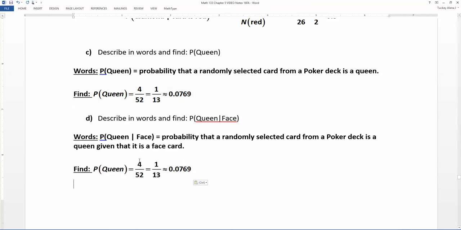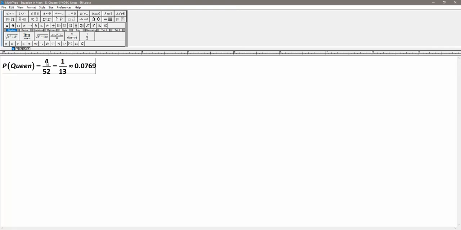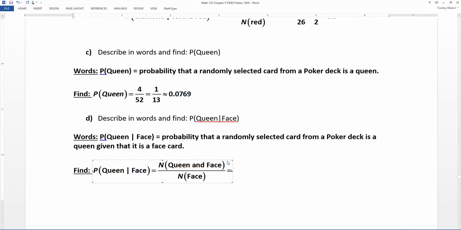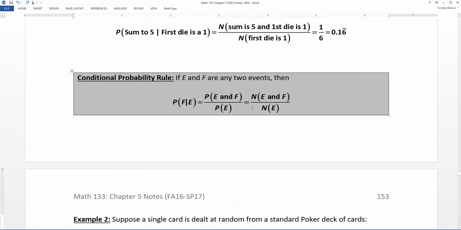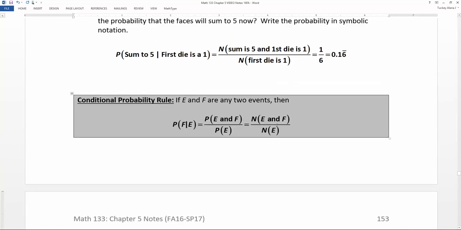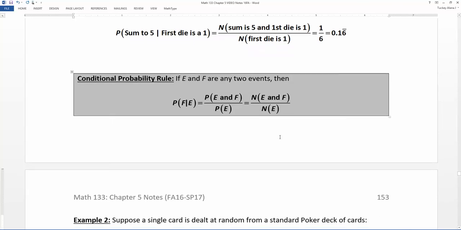Well, it's the number of ways that you can have both a queen and a face card divided by the number of ways that you can have a face card. So let me write that up. So it's the probability of queen given face is the number of ways you can have queen and face divided by the number of ways you can have face for a single card. And again, I'm using queen and face there in place of E and F from the formula, excuse me. So the number of ways that I can have both queen and face, E and F, technically I'm going in reverse, divided by the number of ways I can have a face card.